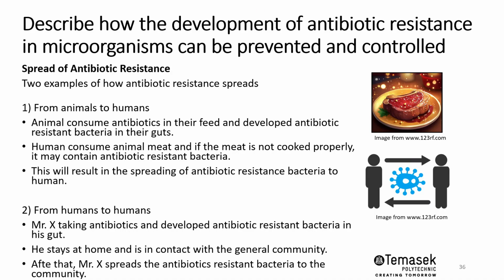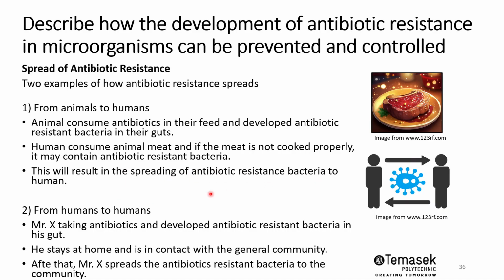There are many ways in which antibiotic resistance can spread. And earlier in the slide, we saw some potential pathways that could lead to such spread of antibiotic resistance. But here are two examples of how this can spread from animals to humans. Animals consume antibiotics in their feed and develop antibiotic resistant bacteria in their guts. Humans consume the animal meat, and if it's not cooked properly, it may contain the antibiotic resistant bacteria, resulting in the spread of the antibiotic resistant bacteria to humans. So this is one way.